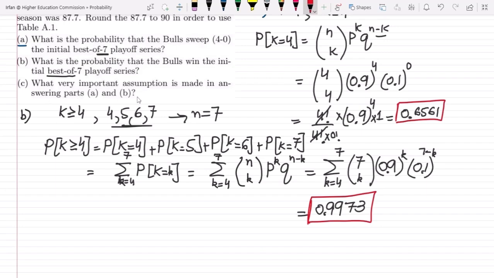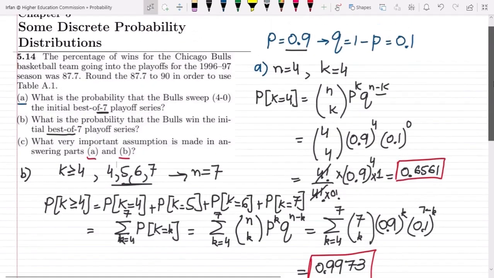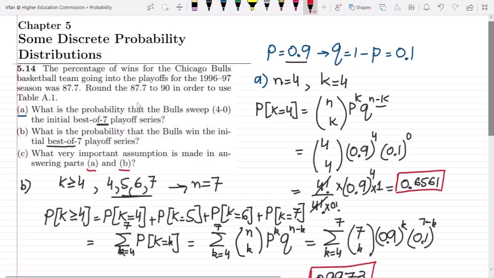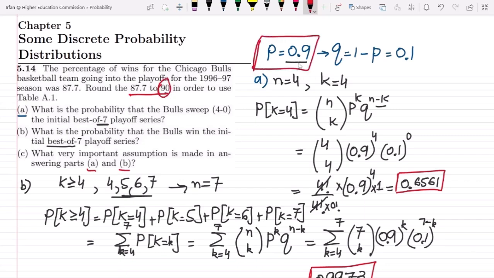Part C is, what very important assumption is made in answering parts A and B? The only assumption, which is already given in the statement, is the rounding of the winning from 87.7 to 90%, and that is the probability 0.9. Okay, so this assumption has been made, which is common in all of them. You can see that it is already given here that the probability of winning is 0.9. Here it is also 0.9. So this is the only assumption which has been made.